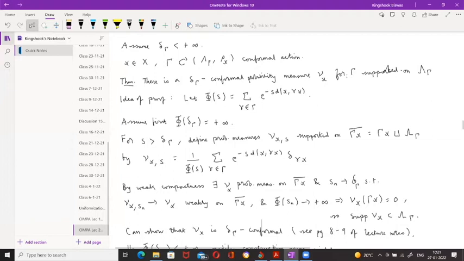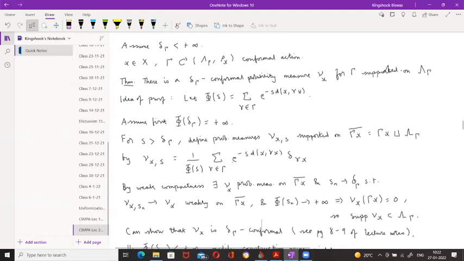The proof is given in the notes; I'm just going to sketch it briefly. You look at the Poincaré series, phi of s, and assume first that the Poincaré series diverges at the critical exponent. Then for any s strictly bigger than the critical exponent, you define a probability measure, nu x comma s, supported on the orbit of x. You take Dirac masses at the orbit of x and weight them by terms coming from the Poincaré series: the weight of gamma x is e to the minus s d(x, gamma x). Then you divide by phi of s, so the total mass of this measure will be 1.